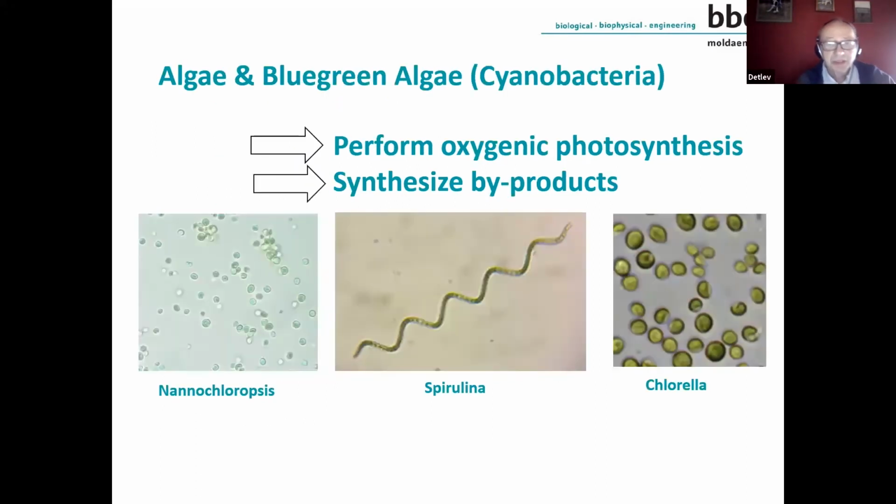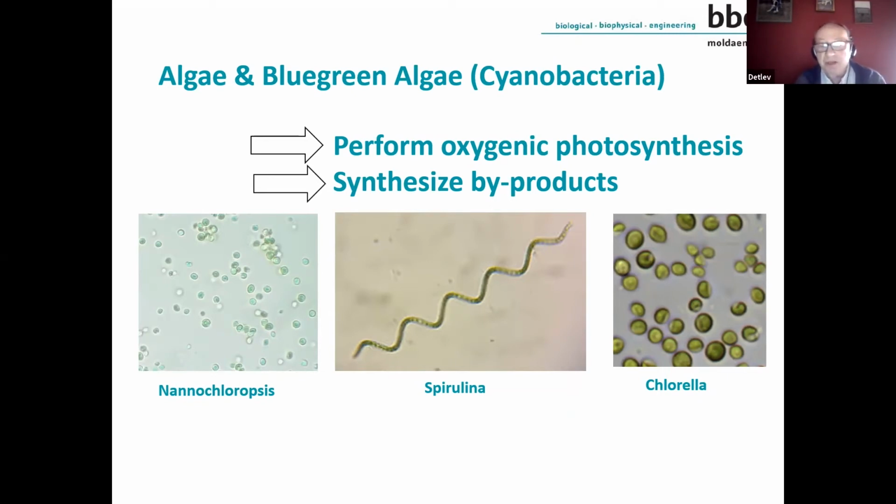So here I want to show you some typical microscopic pictures from algae and blue-green algae. Blue-green algae are not real algae, but they look quite similar. I show you this because it shows the extreme shapes and sizes. On the left side, the Nannochloropsis, a very small one. Then a blue-green algae, Spirulina, which is also used for food, and the right one here, Chlorella, which is basically used also for food but also for biochemistry.